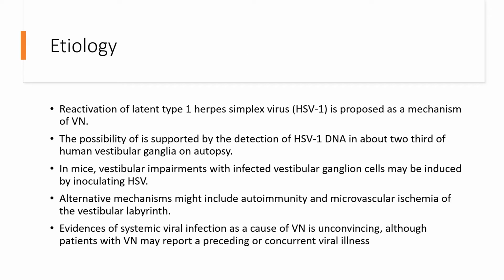The name vestibular neuritis suggests an inflammatory process of the vestibular nerve. So, what causes this inflammation? Currently, there is mounting evidence that this inflammation is caused by reactivation of latent type 1 herpes simplex virus. The possibility is supported by detection of this virus in about two-thirds of human vestibular ganglia on autopsy. In animal studies, vestibular impairment can be induced by infecting vestibular ganglion cells with HSV.